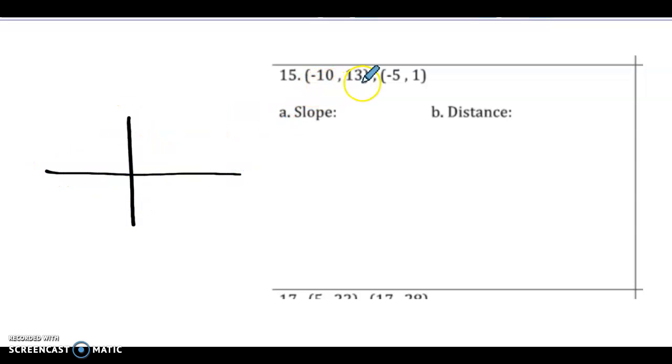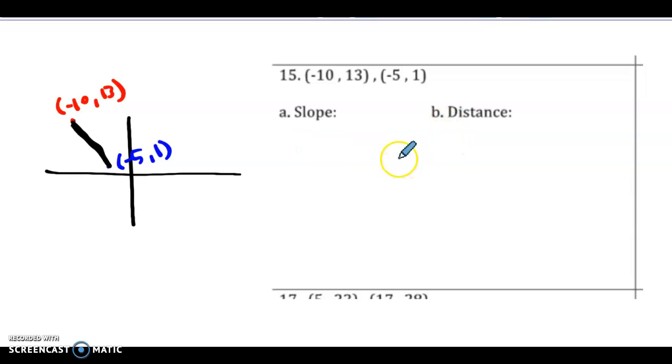So -10, +13 is -10, +13 somewhere over here. -5, +1, -5, +1. I'm going to do them in different colors just to help you distinguish. -10, +13. This is going to be -5, +1. And I am looking for the slope and the distance between these 2 points right here.